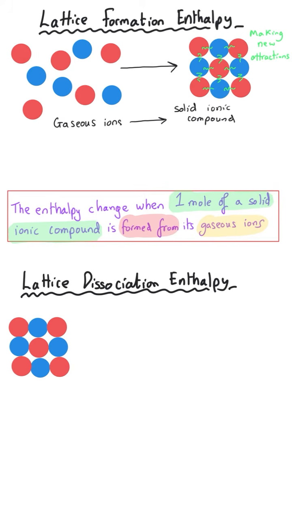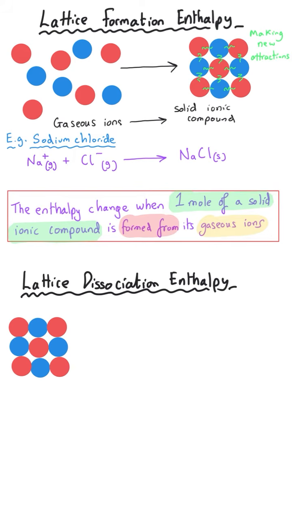And you can write this as an equation. So for instance, if we take sodium chloride as probably the most common example, at the beginning we had gaseous sodium ions and gaseous chloride ions. They were singly positive and singly negative. And then once they've come together to make their ionic compound, we have got NaCl solid.